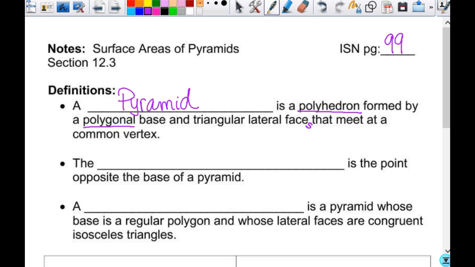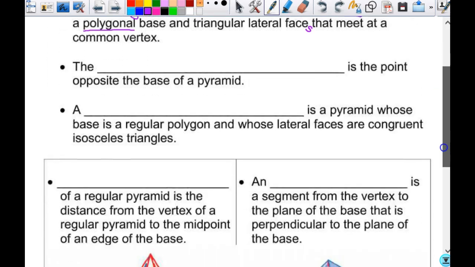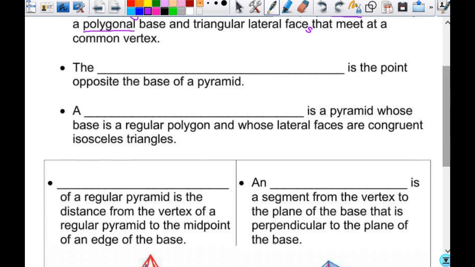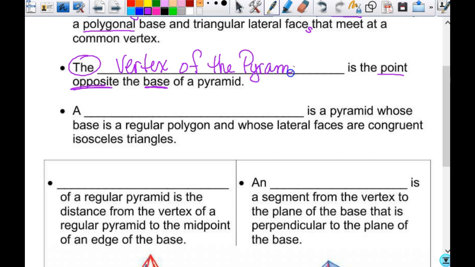Okay, so then the next definition here, it's the point opposite the base. So the point opposite the base, what do we call that? The vertex, right? It's like the vertex, okay? So the vertex of the pyramid. There are other vertices, but that is the vertex.